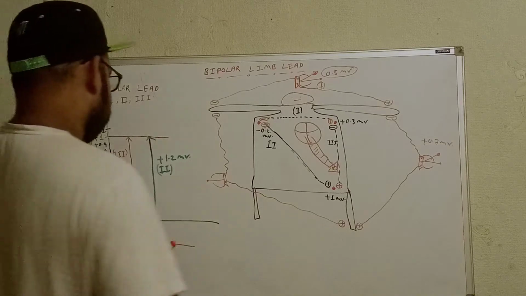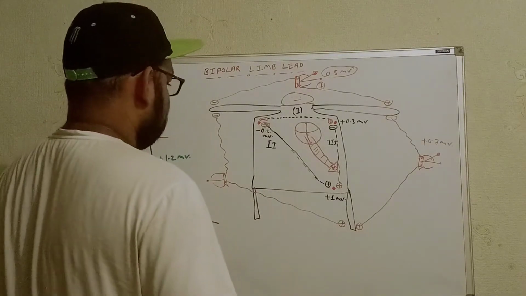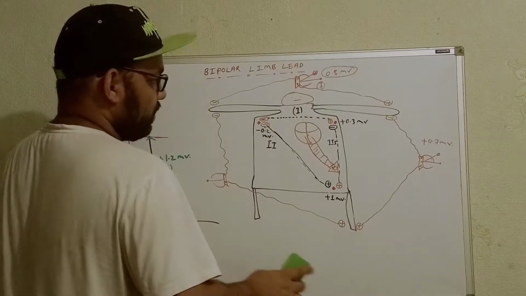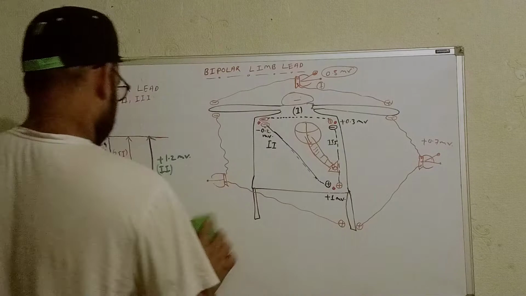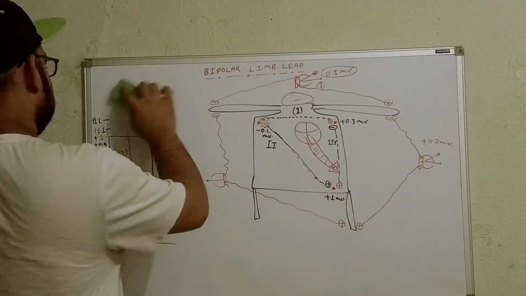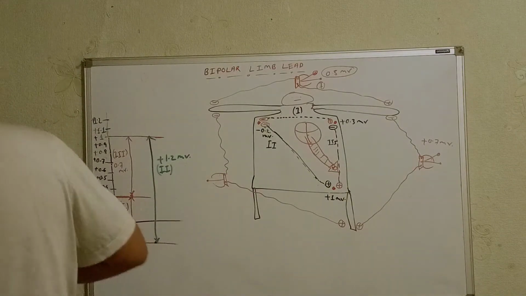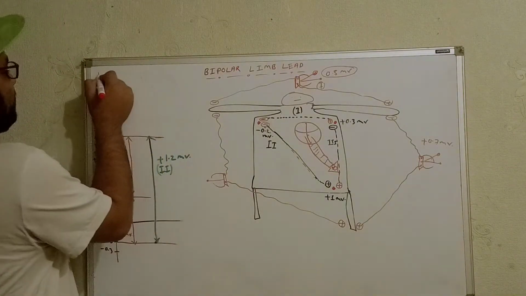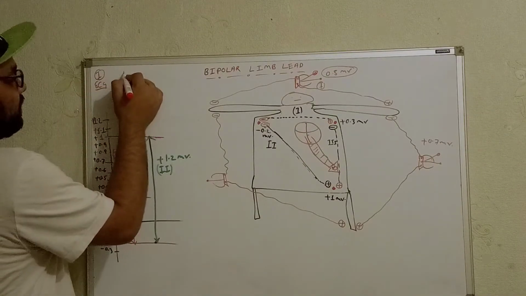For these things, let's draw some more. For these things I have to erase some part. So where should I erase? Okay, let's draw from here first things first. Now see, if I want to represent lead number 1 in terms of the ECG.